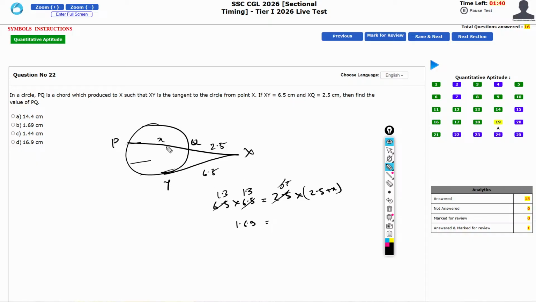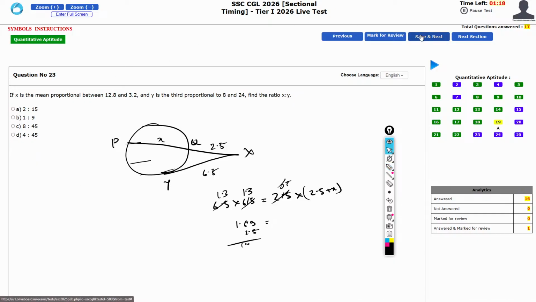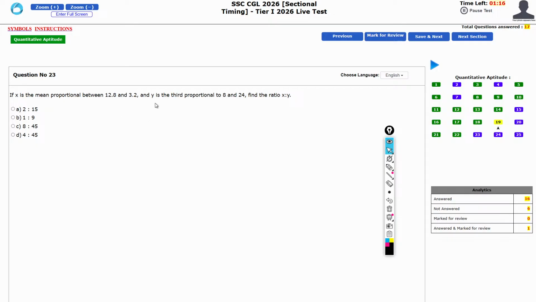Yeah, definitely it will not be 1.69, right? So one value must be greater. So we cut it. So 13, so 13, 16.9. So 14.4. X is mean proportion. Okay, skip. This is 1.